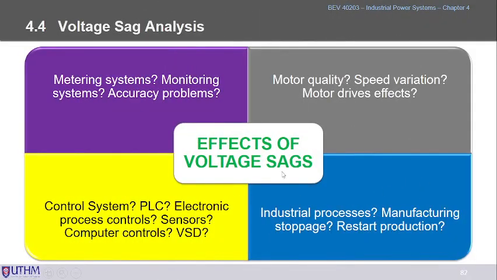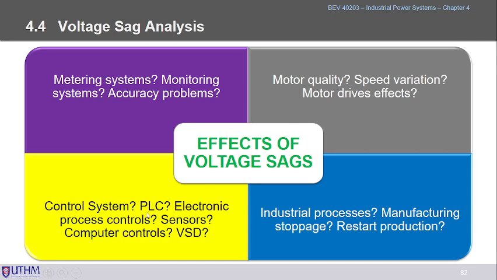And the most common effect of voltage sags, of course, is that when your voltage is reducing, you can expect your current to increase in order to top up the power required by our loads. So with the increment of the current, a lot of things will happen. For example, you have metering system problems, accuracy problems, and motor drive effects.